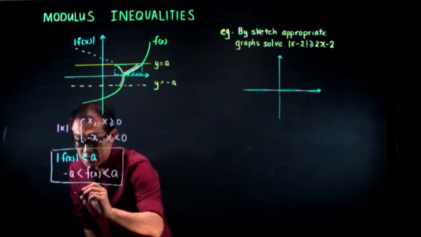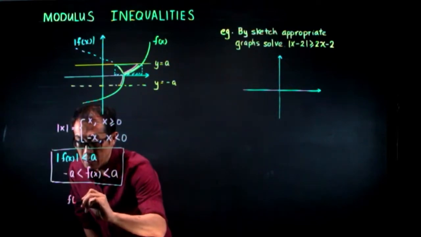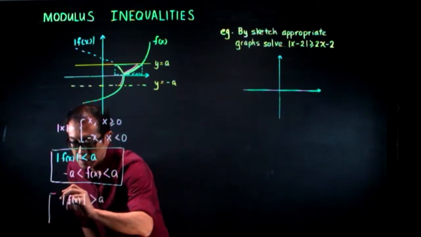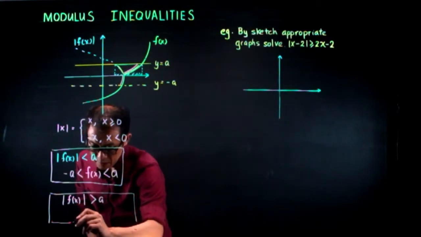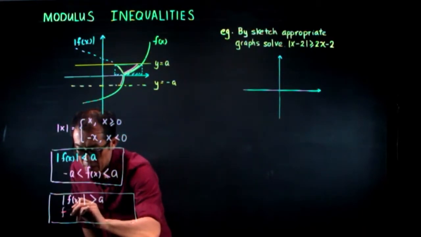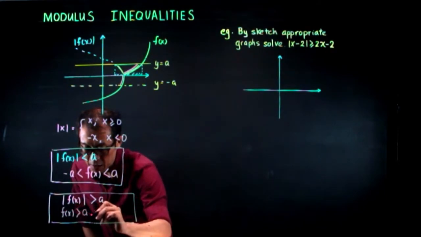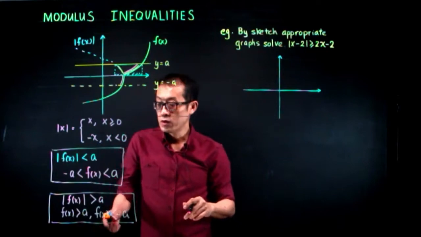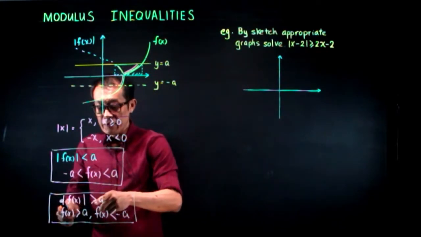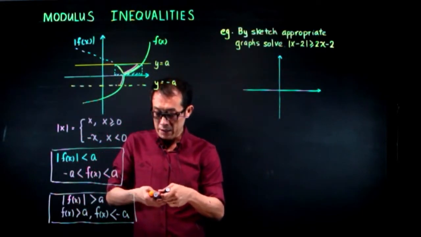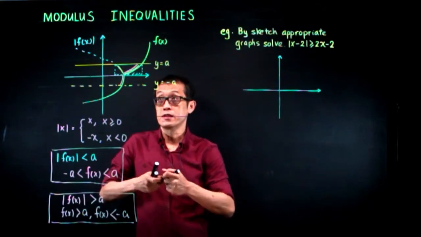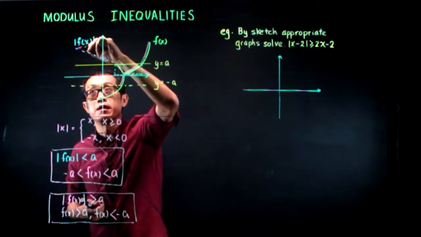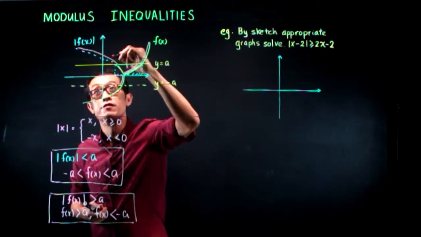Now, what is mod f of x is greater than a? What does it mean? Now, this one means f of x is greater than a, or f of x is smaller than minus a. Now, you look at it. Now you want f of x to be greater than a. So it is this part of the graph that you want. Maybe I draw this one in red. It is this part that you want, and this part, in terms of mod f of x.